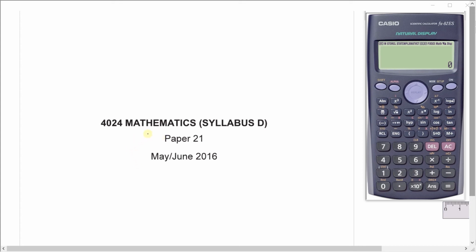We will be solving O-Level Mathematics Paper 2 Variant 1 for May-June 2016. So let's start.